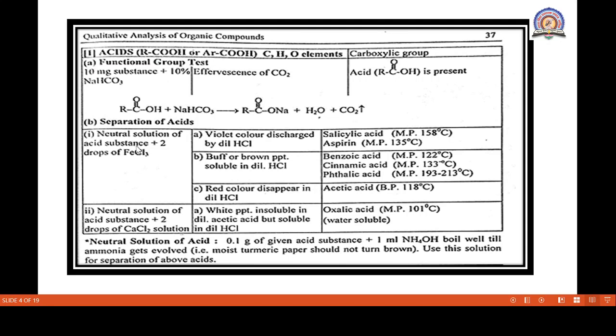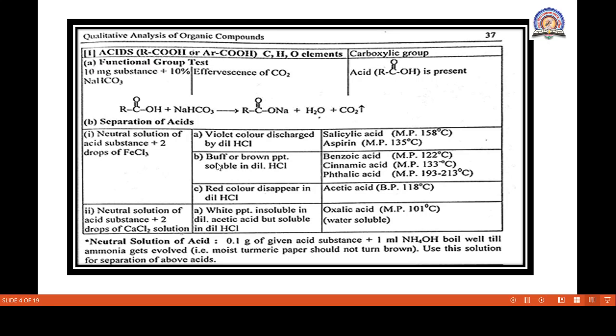So in that neutral solution we add 2 drops of FeCl3. Then we observe a violet color. If we observe the violet color, we conclude that one of two types of acids is present, salicylic acid or aspirin. But only one compound is given, so out of these two one is present, and it is concluded by taking the melting point. If the melting point is 158, we conclude salicylic acid is present. If it is 135, then we say aspirin is present. In this way we can find out the compound.